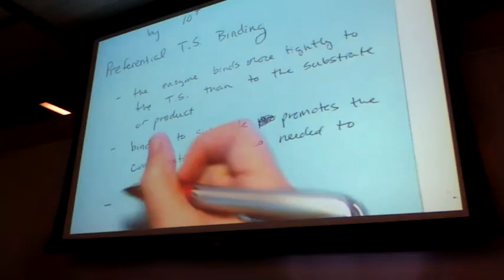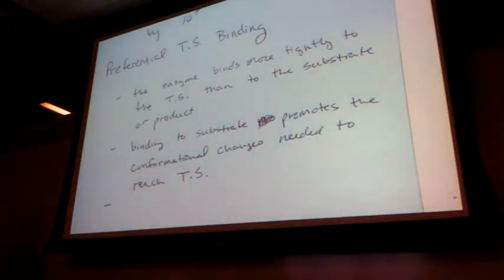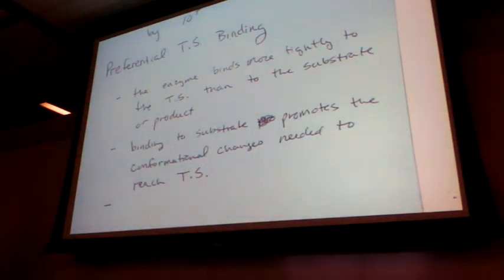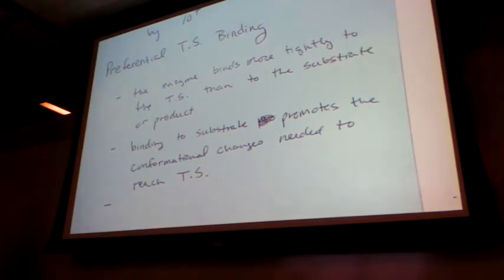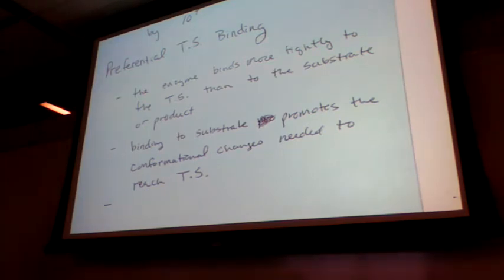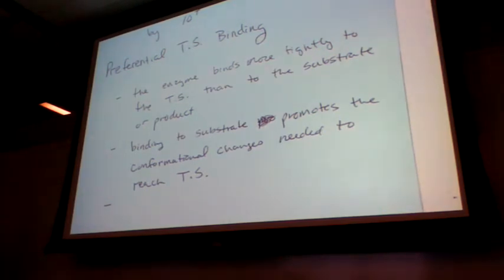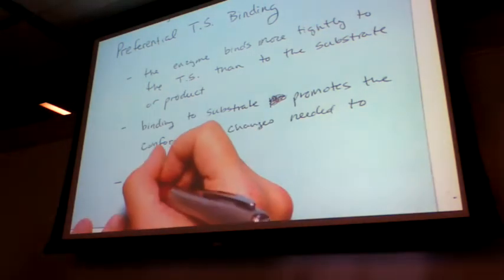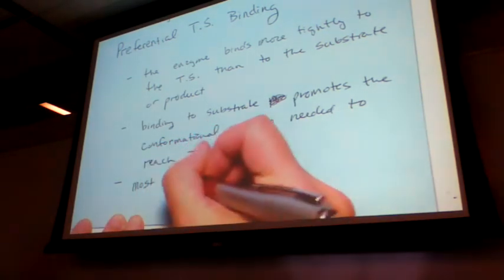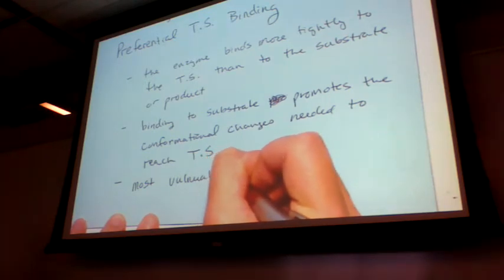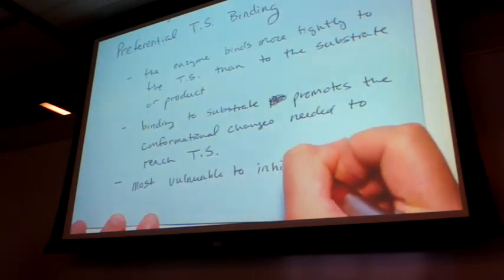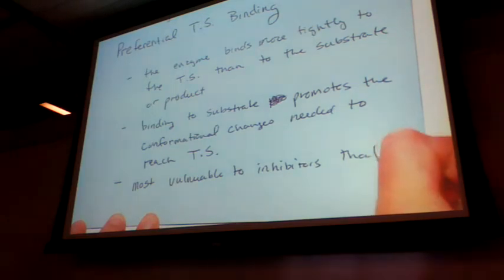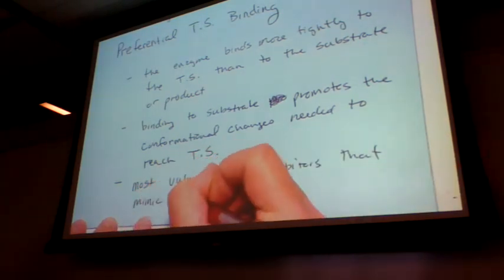This is hard to identify unless you already know something about the mechanism. So if you're trying to figure out a mechanism from scratch, you aren't going to immediately know, oh, this is catalysis by transition state binding. No, there's a lot of work that has to go into figuring out whether the transition state is involved in promoting catalysis. However, these are the most vulnerable to inhibitors that mimic a transition state.